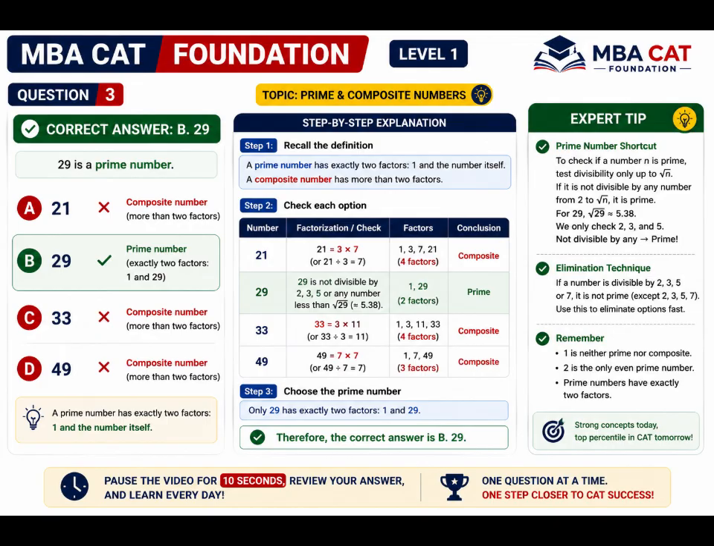Expert tip. In CAT, you don't have to test divisibility by every number. To check whether a number is prime, test divisibility only by prime numbers up to its square root. This shortcut saves valuable time and is used frequently in number system questions. Keep practicing these concepts, and identifying prime numbers will soon become second nature.